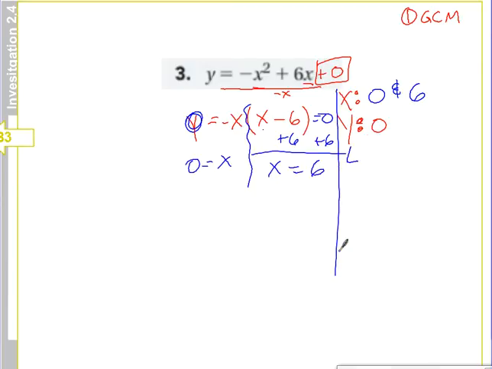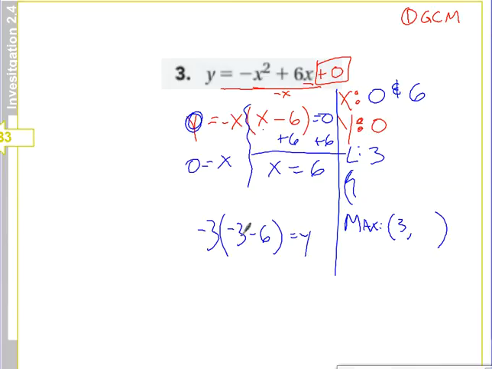So my line of symmetry is going to be between 0 and 6, which is 3. And, sorry, my vertex, in this case, is going to be a maximum, is going to occur at 3 comma something. And to figure out the something, I must plug this in. So I have negative 3. Why? Because now I'm finding out what the y value is when x is 3. Times negative 3 minus 6 is equal to y. So negative 3 minus 6 is negative 9 is equal to y. And so y is equal to positive 27.